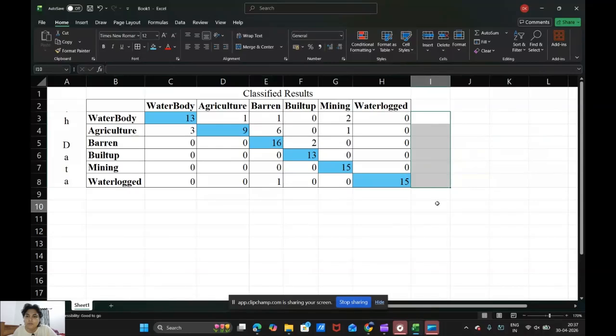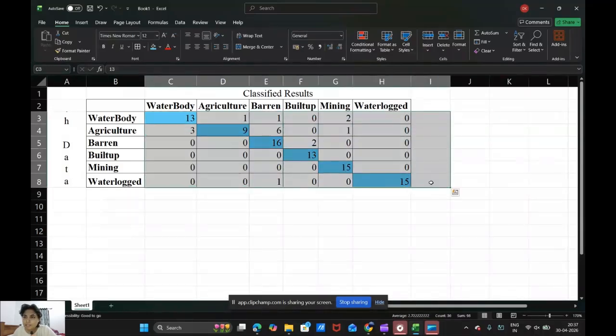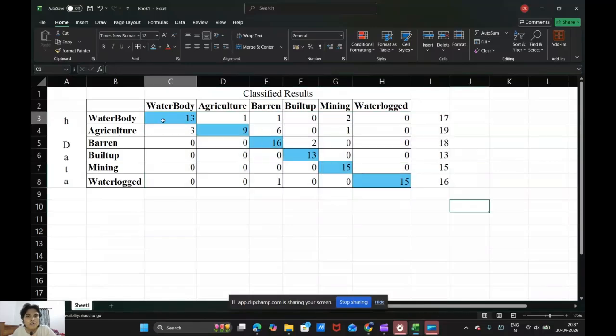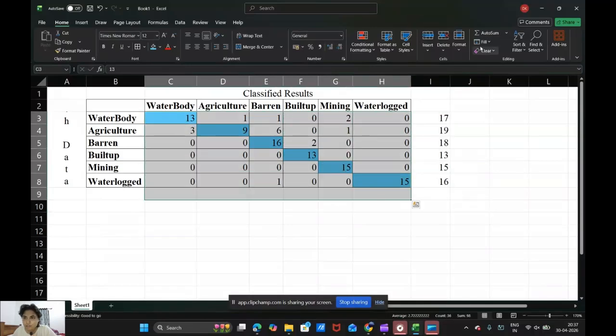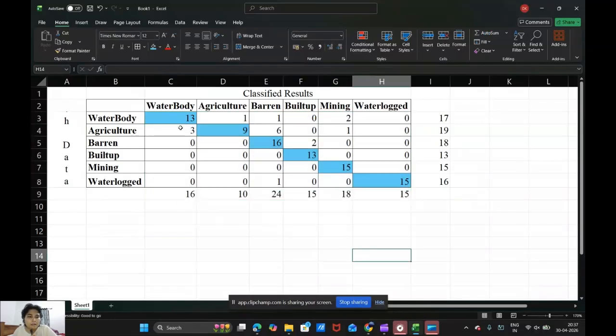Okay, all right. So now what we are going to do is find out the total number of pixels at rows as well as at columns. How do we go about doing it? We will take an auto sum in this direction, and we will also take an auto sum in this direction. So actually 17 water body samples were taken, out of which only 13 were correct. One was misclassified, another one was misclassified, and two more were misclassified. That is four were misclassified.